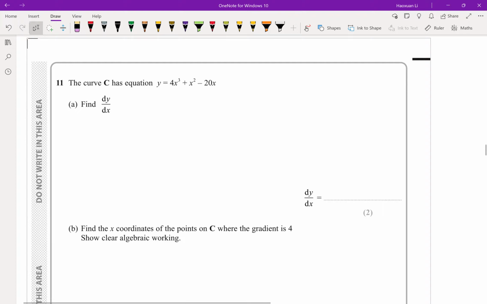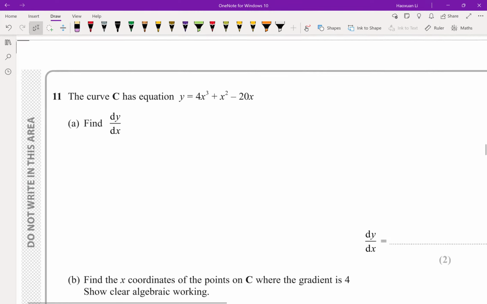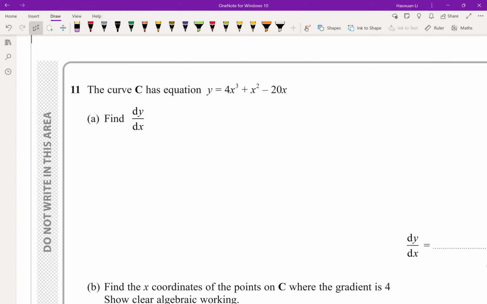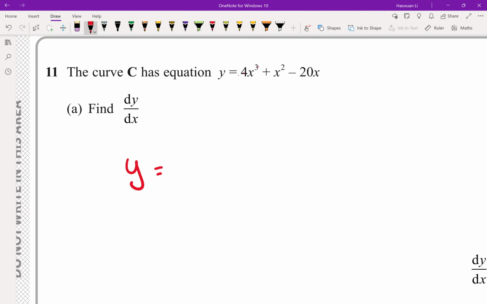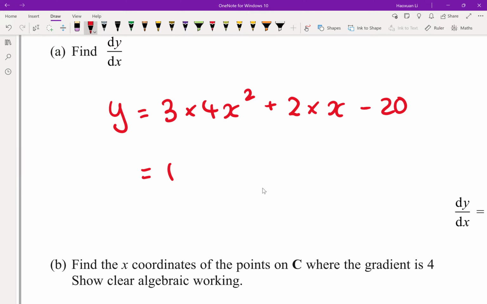Now this is where it starts to get harder. The curve C has the equation y equals 4x cubed plus x squared minus 20x. Find dy over dx. To solve this question, all you're going to do is move this 3 here, times it by 4x, and then deduct the power by 1. So the step works like this. 3 times 4x squared plus 2 times x minus 20. And you should be able to get 12x squared plus 2x minus 20.